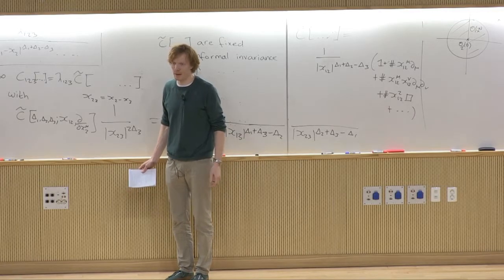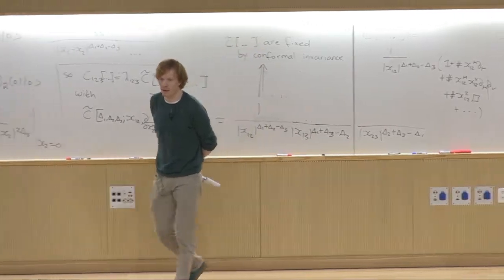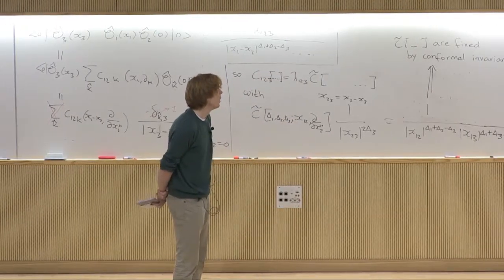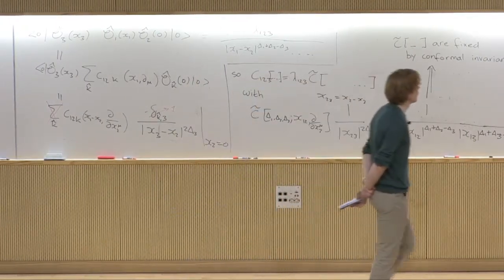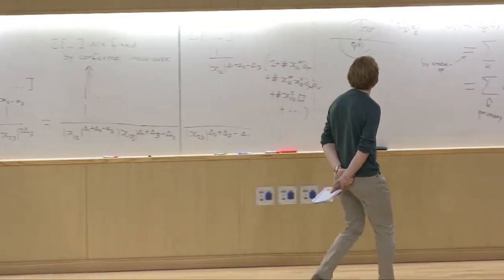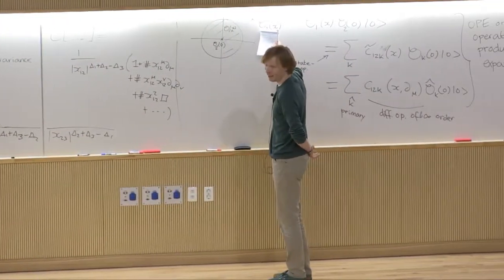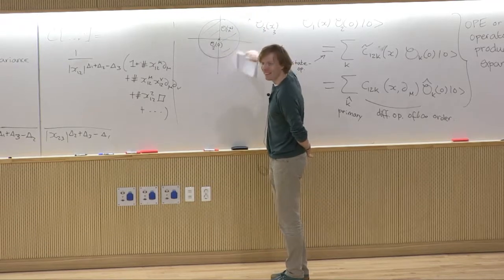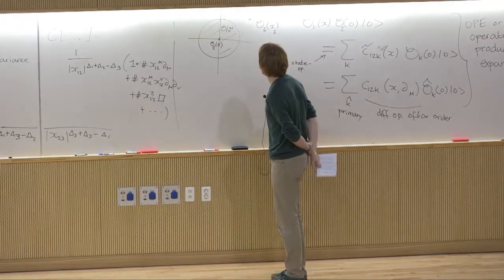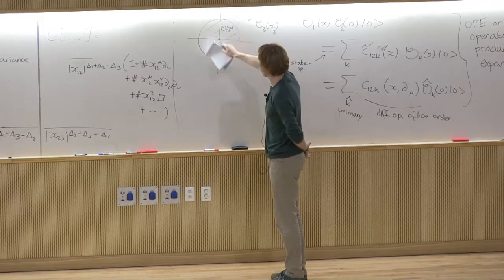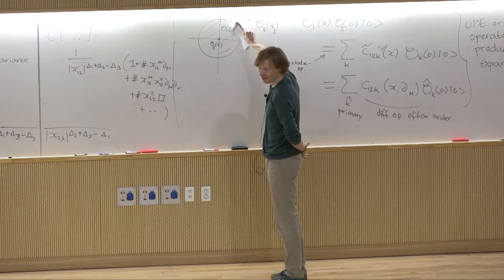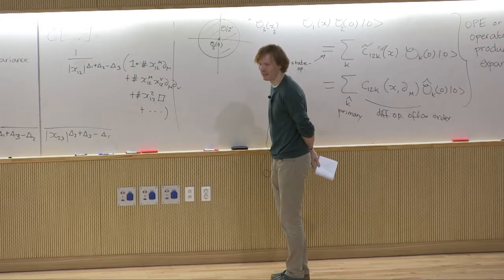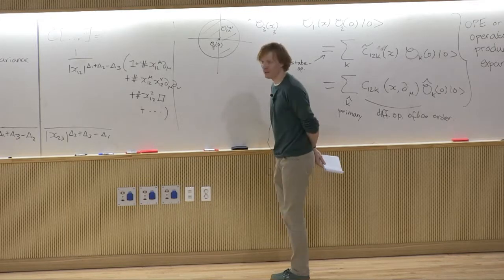So what's the restriction on x3? Actually, there's a fun story. You can ask, well, this will certainly work if x3 is outside the disk around 0 that contains x1 here, then it's fine. Otherwise, you have to be a bit more careful.